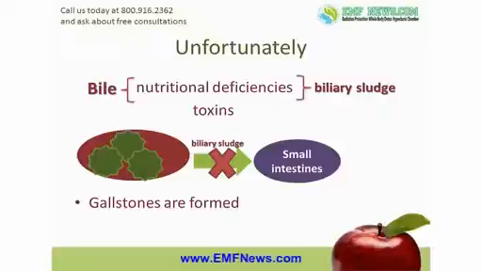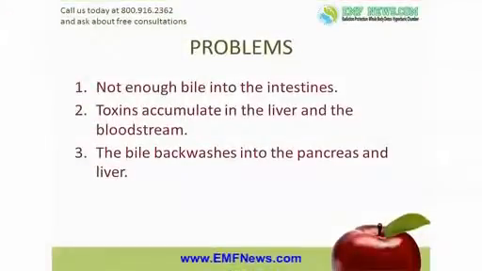Gallstones and biliary sludge disrupt the normal flow of bile, causing 3 different types of problems. The first set of problems is related to not getting enough bile into the intestines. The second set of problems occurs when toxins, unable to leave the body through the bile, back up and accumulate in the liver and the bloodstream. The third set of problems occurs when the bile, unable to get into the intestines, backwashes into the pancreas and liver.